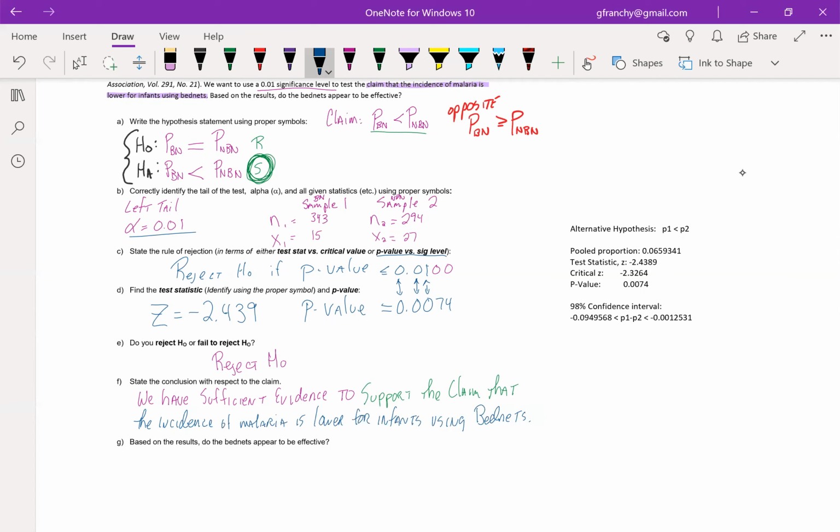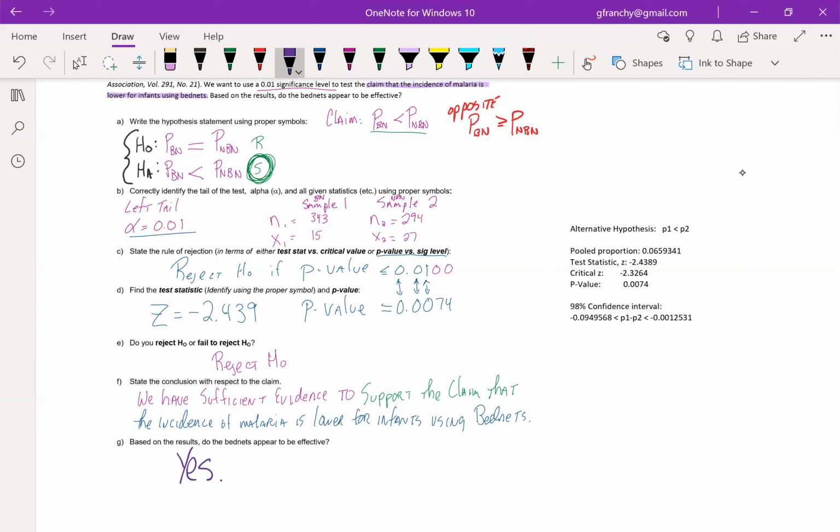So the purpose of bed nets is to reduce the incidence of malaria. Do they appear to be effective? And our answer to that is yes. Quite simply, yes. We were able to support the claim that they work, so yep, they appear to be effective.